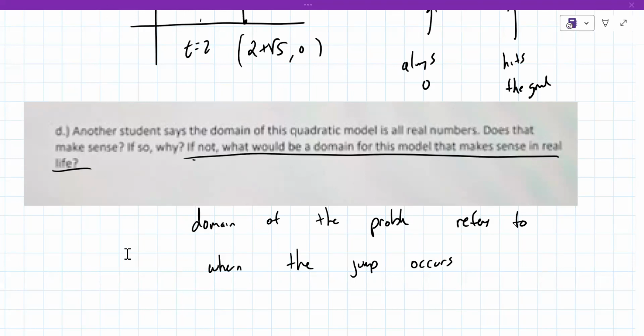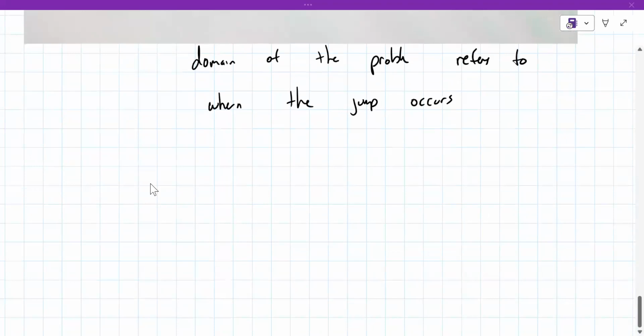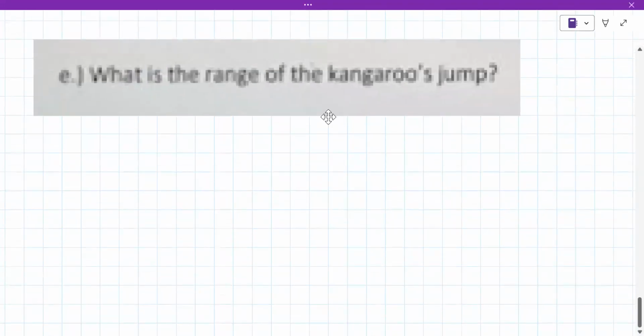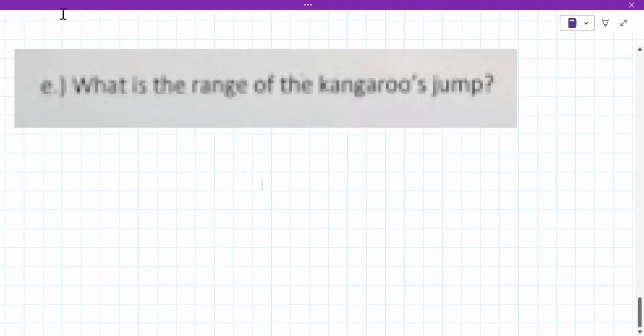Okay, I got that. Got that? Okay. All right. Next question is, what is the range of the kangaroo's jump?